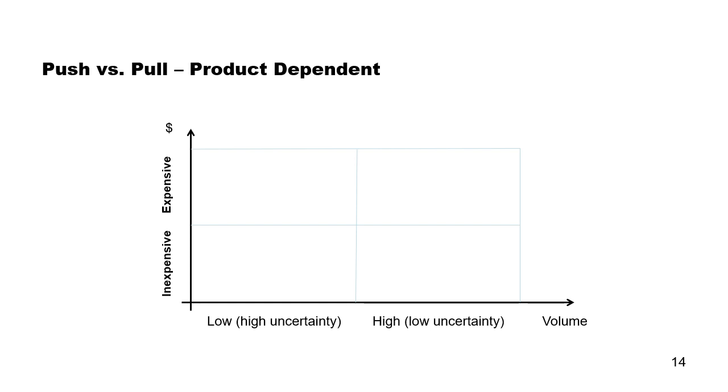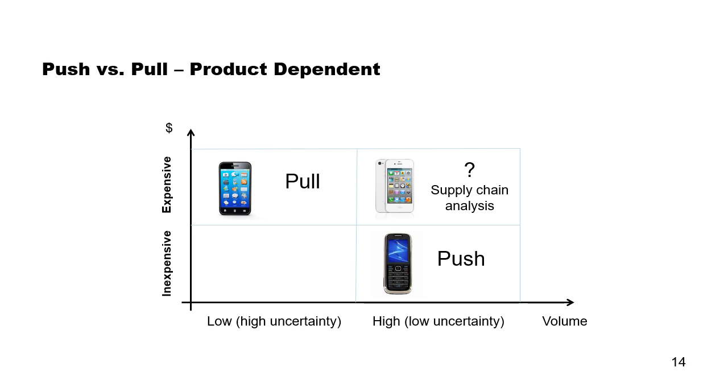Let's develop some intuitions first. If we group the products into 4 categories, we can see that for high volume but inexpensive phones, the push strategy may work better because its inventory cost is lower but shipping cost is high. For the opposite category, that is the lower volume but expensive phones, the pull strategy may be better because of higher inventory cost but lower shipping cost. However, for the other 2 categories, such as the high volume, expensive phones, and low volume and inexpensive phones, it is hard to determine which strategy is better without a quantitative supply chain analysis.